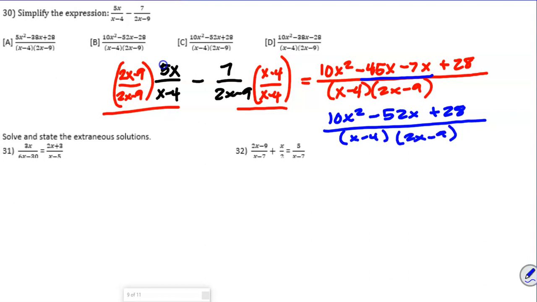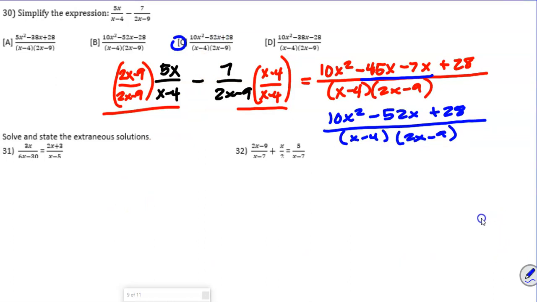So that answer is C. So again, when you're checking those answers, guys, make sure you check every sign, because these are the same answers. The only difference is the sign of the 28 right here. See it? So be careful when you're choosing your answers there, okay?